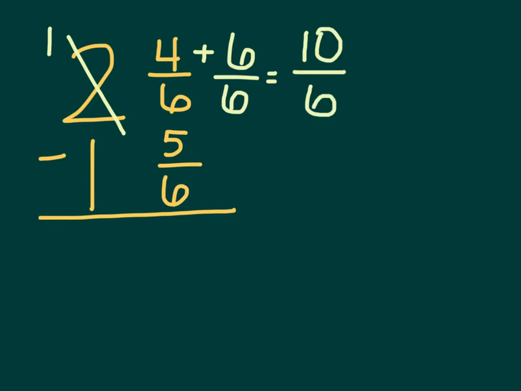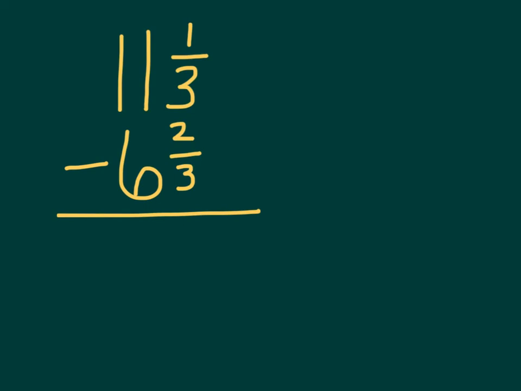Now that I have 10/6, I can do the subtraction. So I can do 10 minus 5, which is going to be 5/6, and 1 minus 1 is nothing. So the answer to 2 and 4/6 minus 1 and 5/6 is 5/6. Why don't you try this one on your own? 11 and 1/3 minus 6 and 2/3. So hit pause and come back.